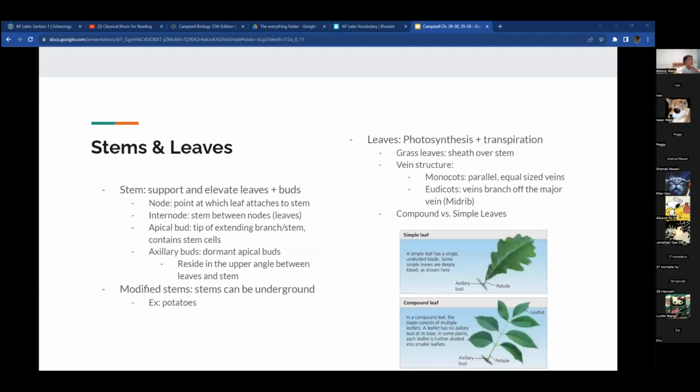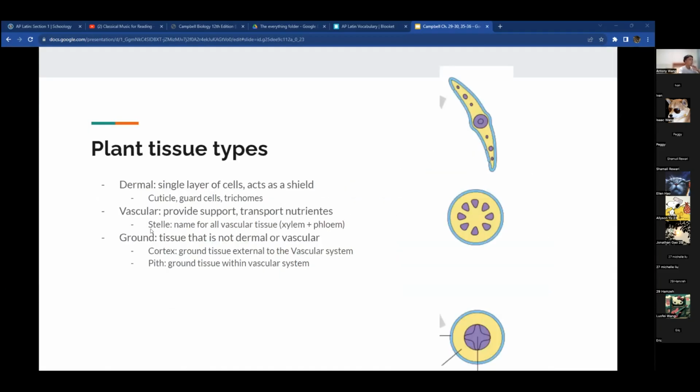Okay. More about plant anatomy. Other than the three types of plant organs, which are stems, leaves, and roots, plants also have three types of tissues. One interesting thing to know about these tissues is that they're continuous throughout the plant. Let me get into the tissues first. The three types are called dermal, vascular, and ground tissue.